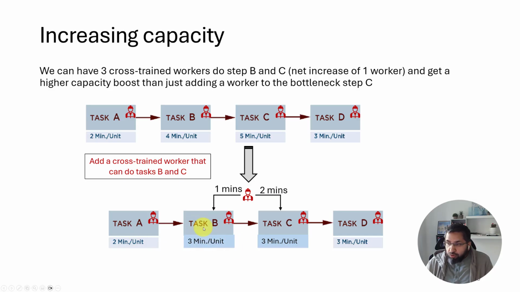And now if you look at our bottleneck, well, tasks B, C, and D are all bottlenecks. They all have the same cycle time and the highest cycle time. And the capacity now will be 60 minutes divided by 3, which would give you 20 units per hour. So going from 12 to 20 units per hour is a much higher boost in capacity than going from 12 to just 15. And so that's the power of using cross-trained workers.